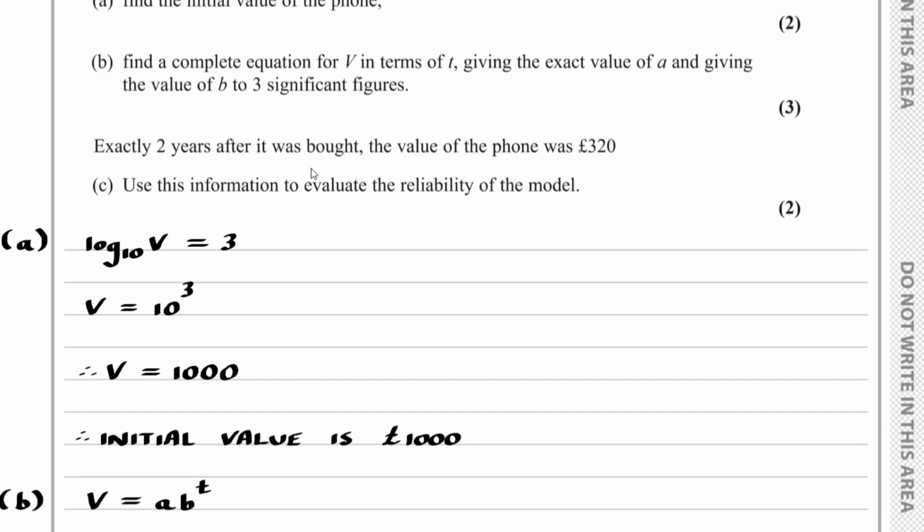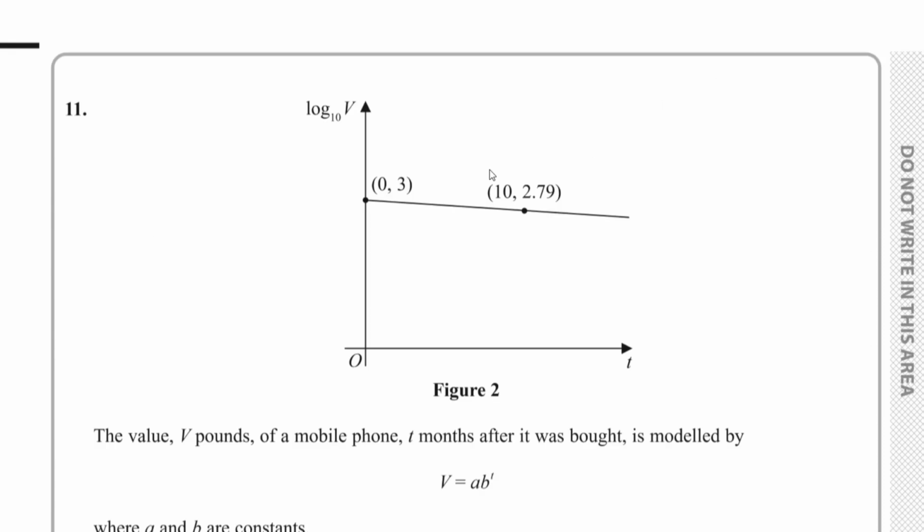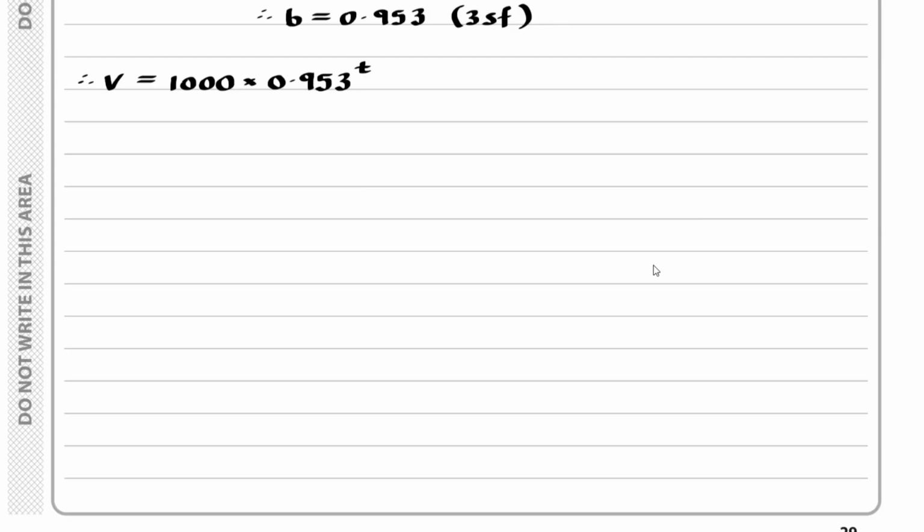Exactly 2 years after it was bought, the value of the phone was £320. We have to use this information to evaluate the reliability of the model. So if we think about it, t is in months. We're looking at the value of the phone after 2 years, so that's 24 months. So for part C, when t is equal to 24, we have v equals 1000 multiplied by 0.953 to the power of 24.